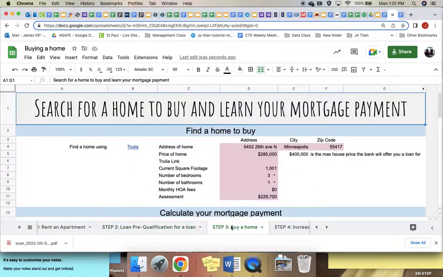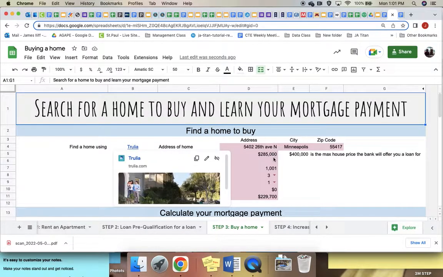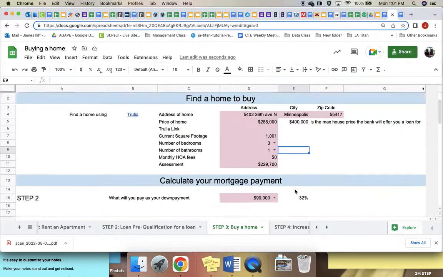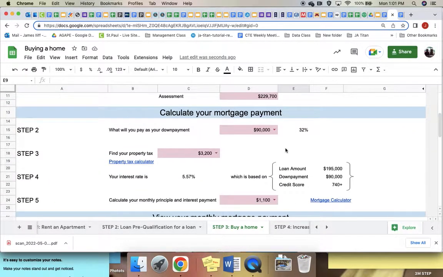Well, that brings us to step 3. Let's go find a home. So they're going to go out on Trulia. They're going to find a house that fits their needs and their budget. They're going to put their information here. And then they're going to use that information to calculate their monthly mortgage payment.